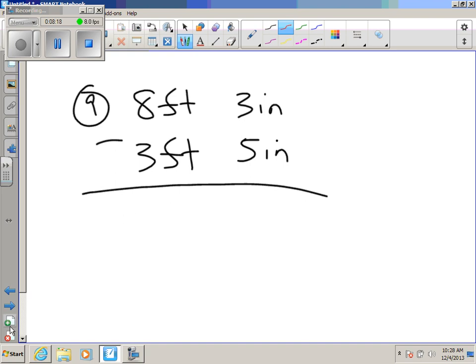So 9, I'm going to subtract the inches column first. I don't have enough inches on top to take away the 5 from the bottom, so I need more. Where am I going to get more inches? From my feet, right? If I take 1 foot, how many inches did I take? 12. Plus the 3 that are already there, I now have 15. 15 minus 5 is 10. 7 minus 3 is 4. So now fix this, though. If you don't have this, make sure you fix it, because I want to make sure that you see it the right way.